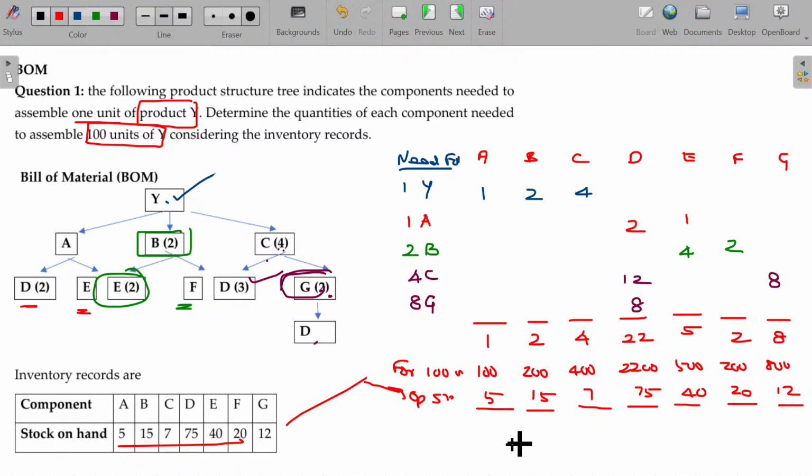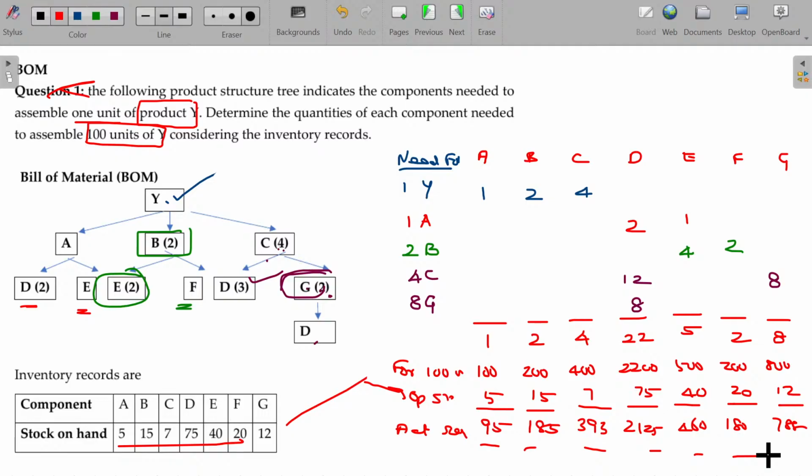Now if I subtract from the actual requirement to be replaced, 95 shortage. This is required: 185, 393, 2125, 460, 180, 788. Okay, this is the requirement. This is called BOM. Clear? Make a note of it.